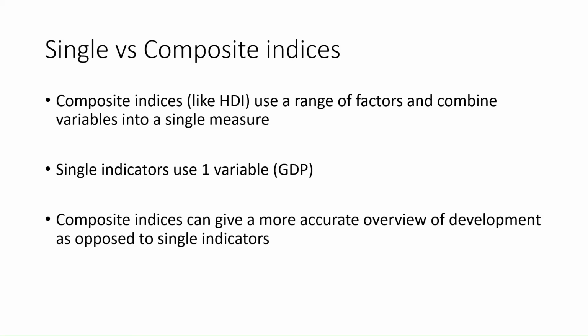So composite indices like HDI use a range of factors and combine variables into one single measure. So you can argue it's more of a holistic approach, whereas single indicators use one variable, so like money earned. And composite indices can give a more accurate overview of development as opposed to single indicators. And you can argue here that economic indicators are usually very black and white. They don't really show much. They only show you the money generated, and it's not a holistic overview of development. And it doesn't outline stuff like wealth inequality and stuff like that.